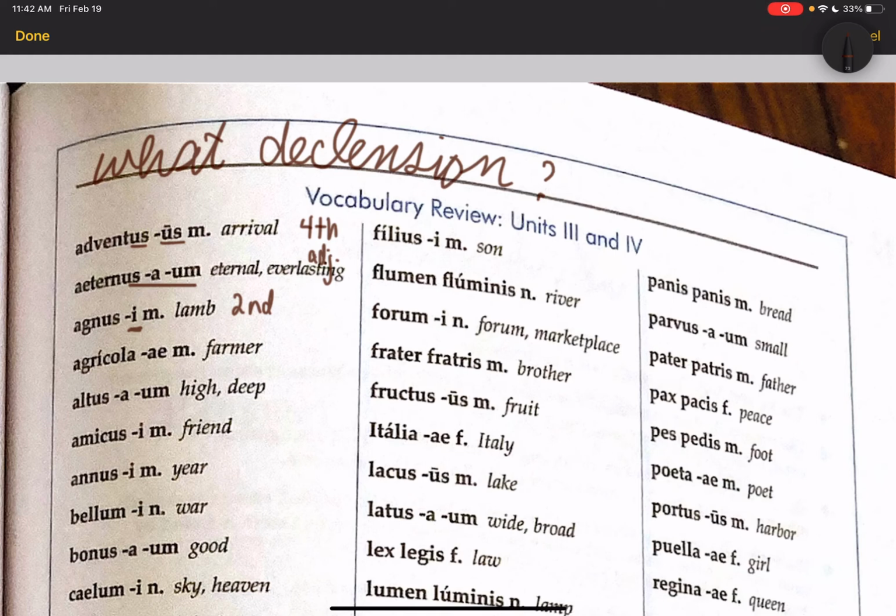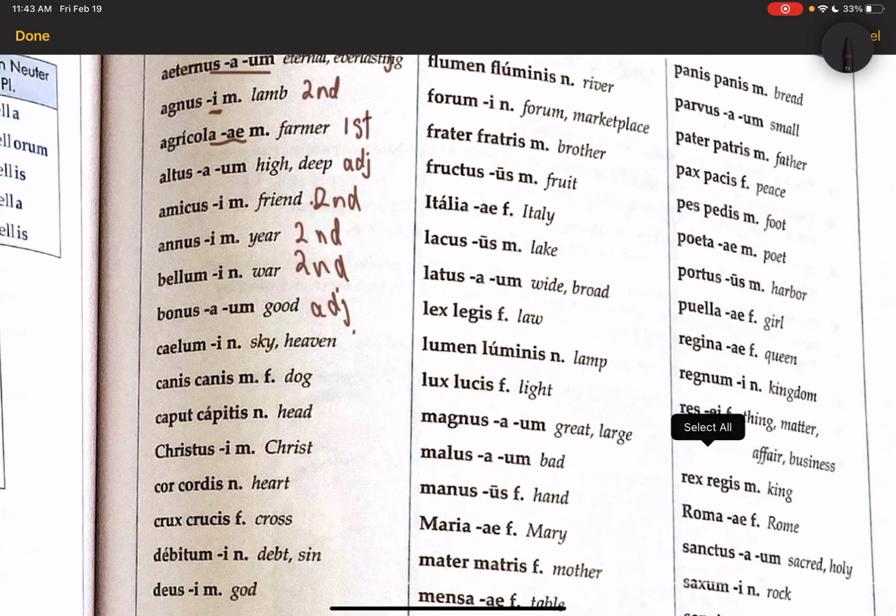Then we have agricola, ae, and we know all genitive singular forms ending in ae are from the 1st declension. Altus, again, is an adjective because it has those 3 endings, us, a, um. Then amicus has the genitive singular i ending, so that will be 2nd declension. Anus, again, 2nd declension. Bellum, 2nd declension neuter, right? Bonus, another adjective. Caelum, another 2nd declension.